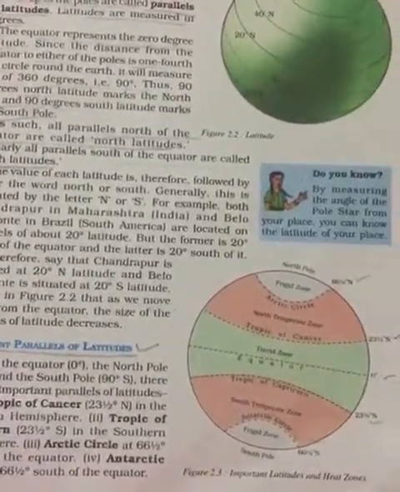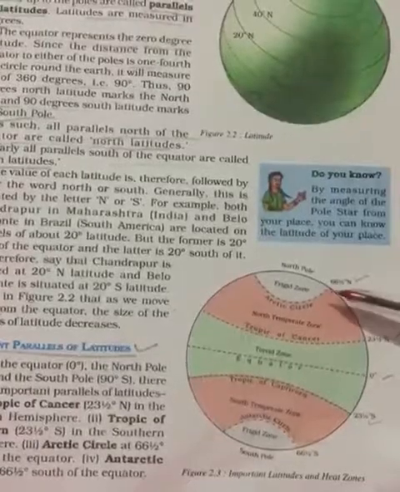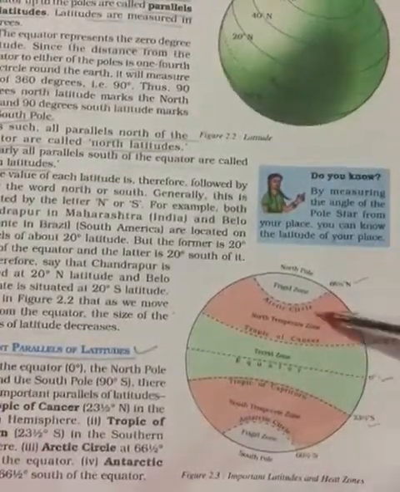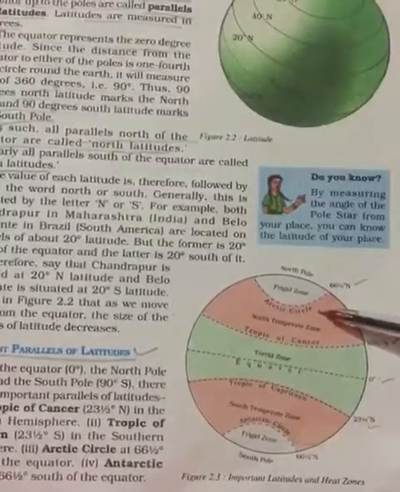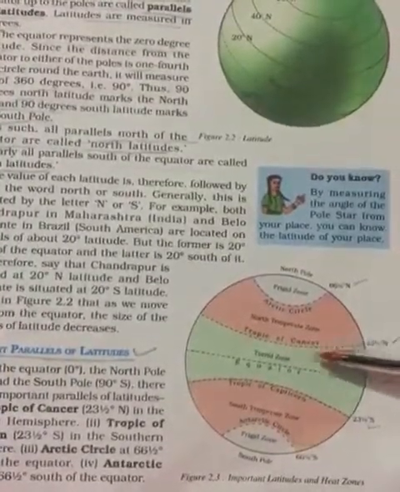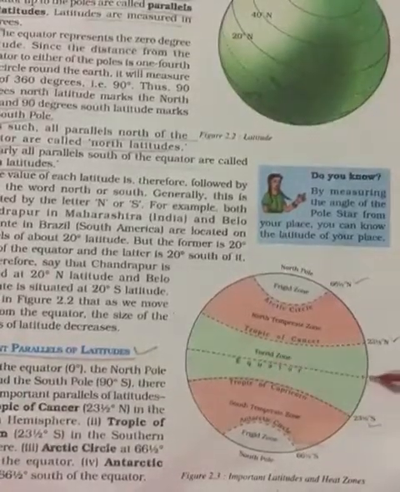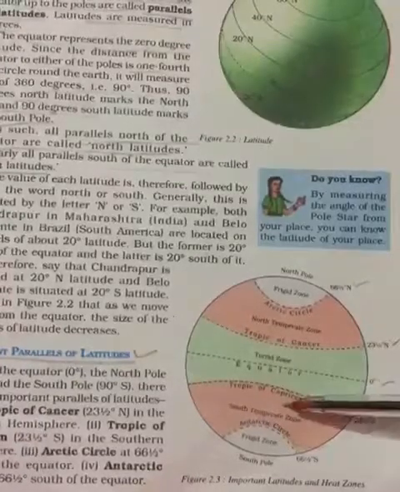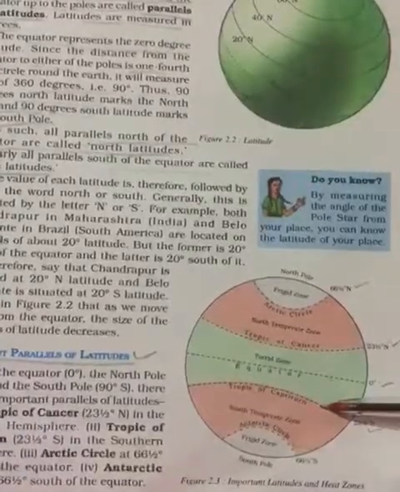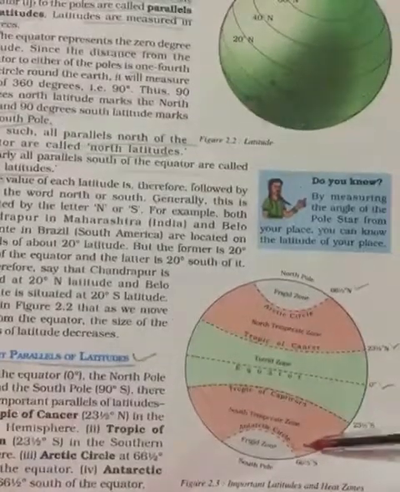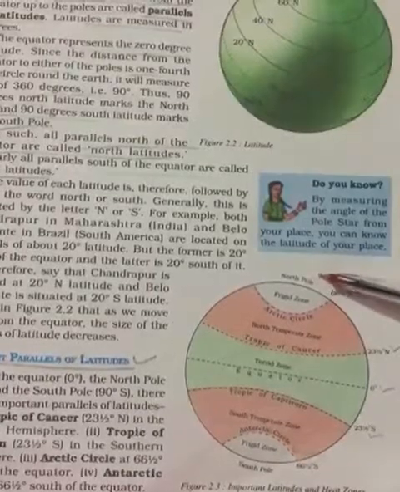Look at this picture. These are the important parallels of latitude. First is the Arctic circle. Next is the Tropic of Cancer. Third one is the equator in the center. Next is the Tropic of Capricorn, and next is the Antarctic circle. This is in the south part and this is in the north.